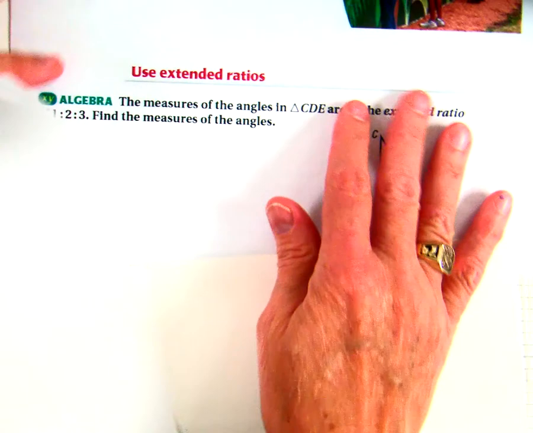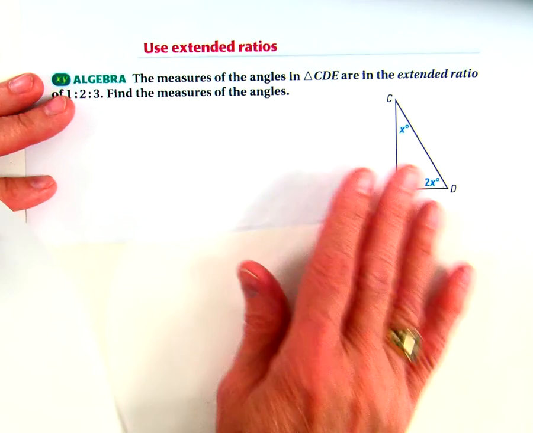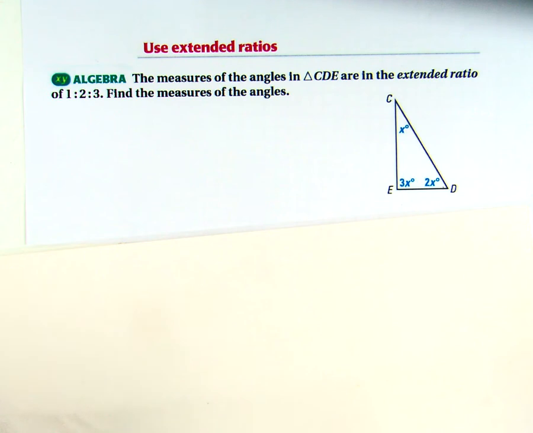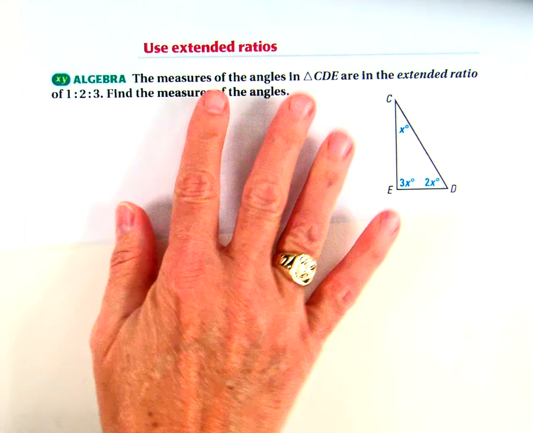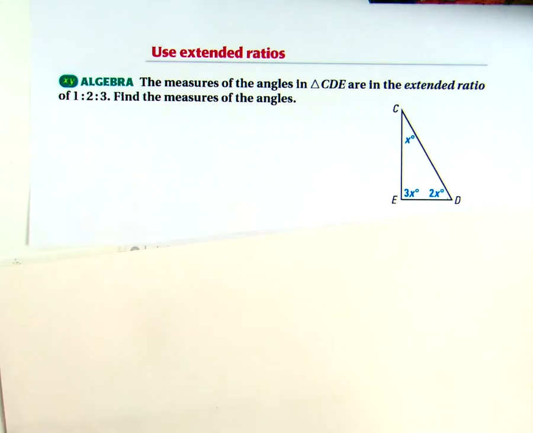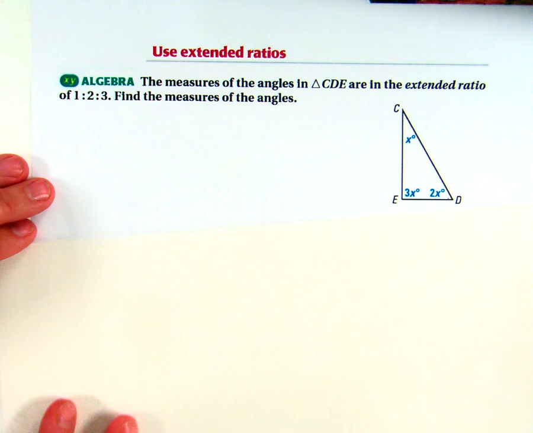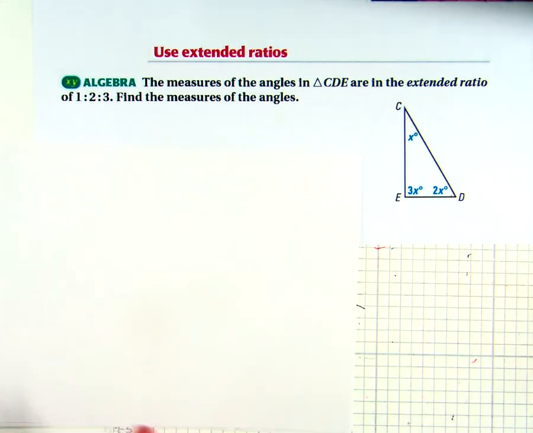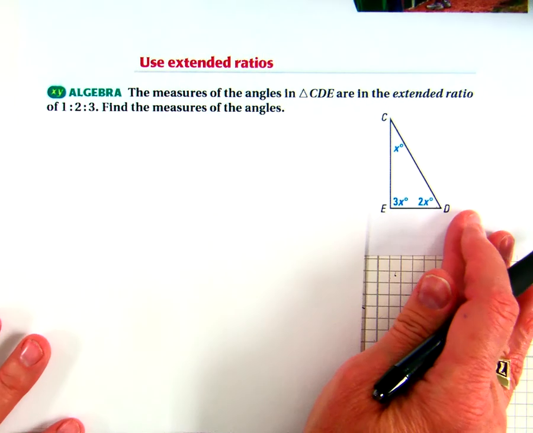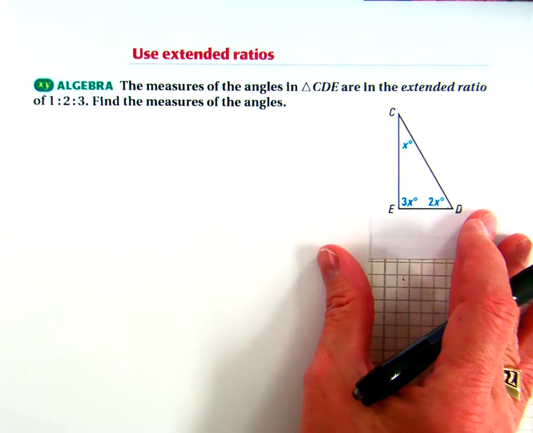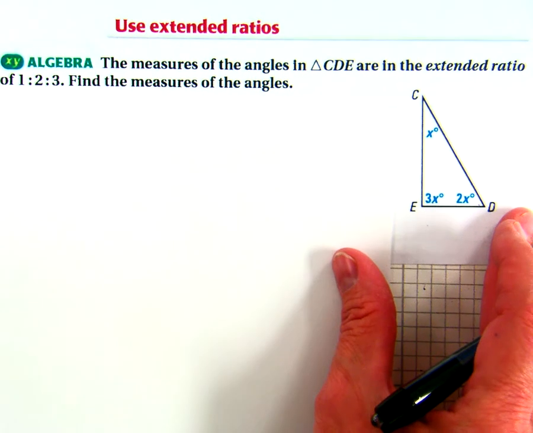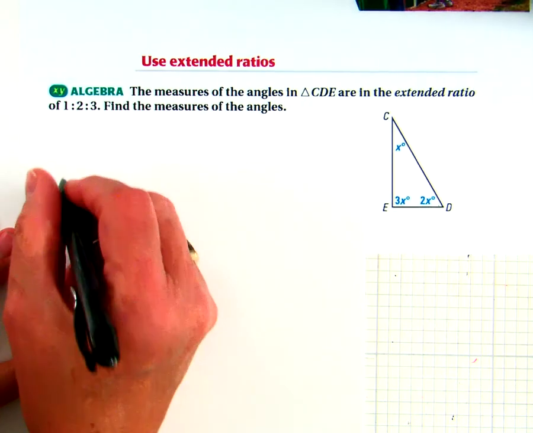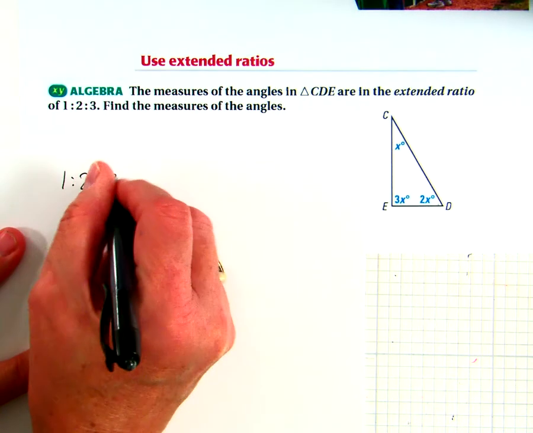Let's look at another example, how we can use the ratios. This is an extended ratio. You've probably not seen extended ratio or heard that term before. This is a very simple problem. We'll work through it to show how we're doing it. The picture already tells us everything we need to know. The measurements of the angles are in the extended ratio of 1 to 2 to 3.